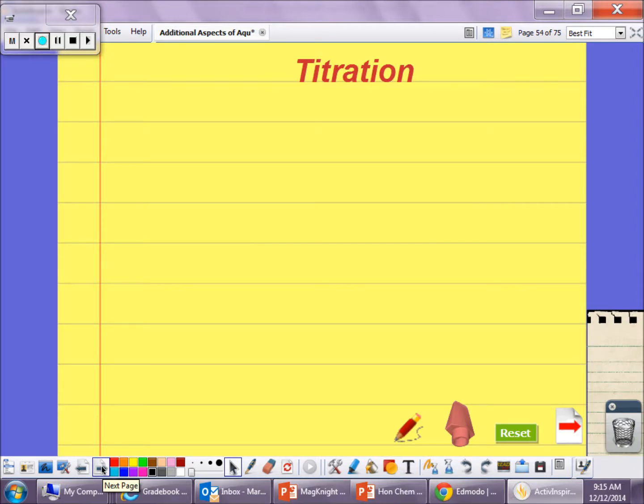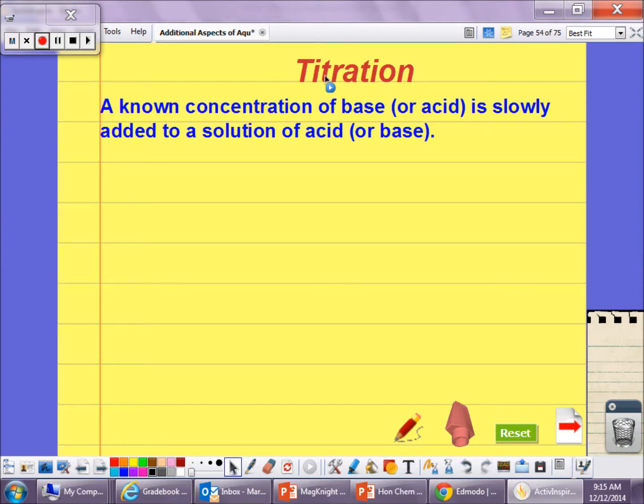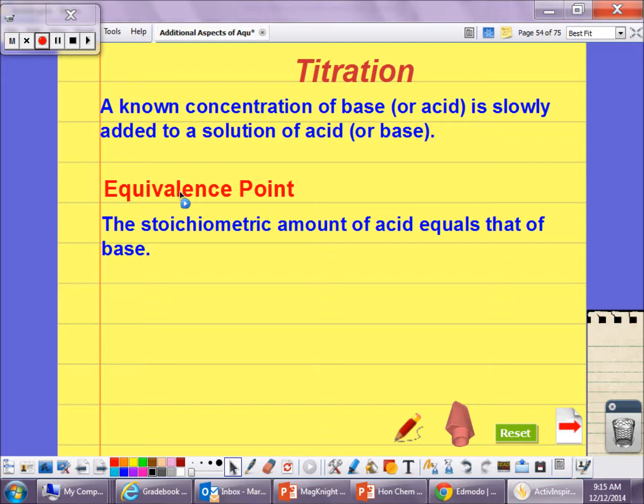Now, titration. What is titration? Titration is when a known concentration of base or acid is slowly added to a solution of acid or base. So you know the concentration of one of them, and you use it to find the concentration of the other one. What is the equivalence point? The equivalence point is when the stoichiometric amount of acid equals that of the base, when the number of moles of hydrogen ion from the acid equals the number of moles of hydroxide ion from the base.